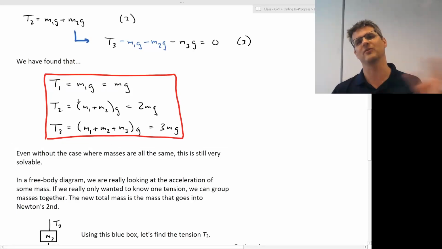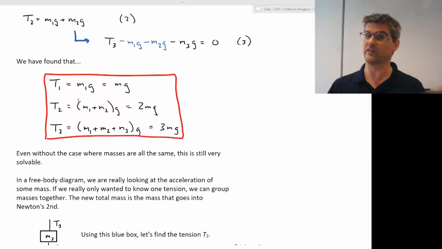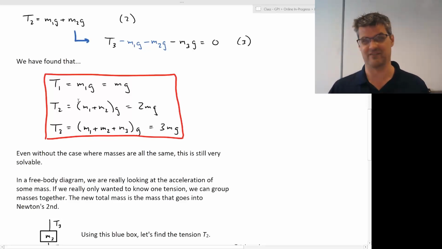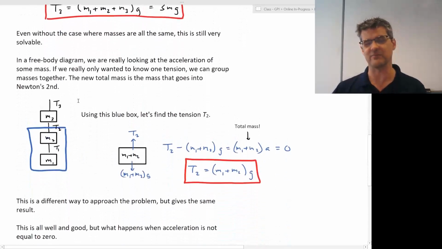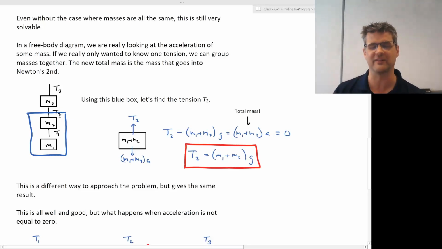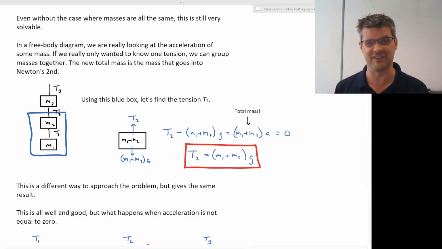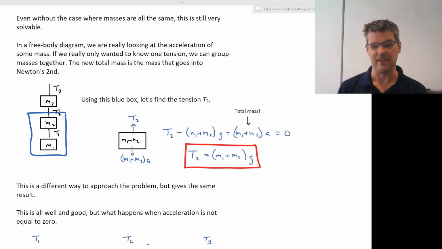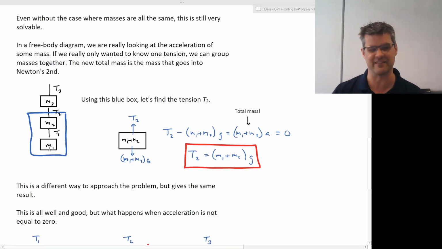Now let's say we didn't want to know all of the tensions. We only needed to know one of them. There is no reason that we can't be clever with the creation of our free body diagram. So that's what I'm trying to illustrate here. Free body diagrams can contain as many masses or as few masses as you want. What I've done here, because I wanted to find out what tension T2 is, and I don't care what tension T1 is, and I don't care what tension T3 is, I can create a free body diagram like this. And from this free body diagram, I see how much mass is on the inside. It's m1 plus m2. Great.